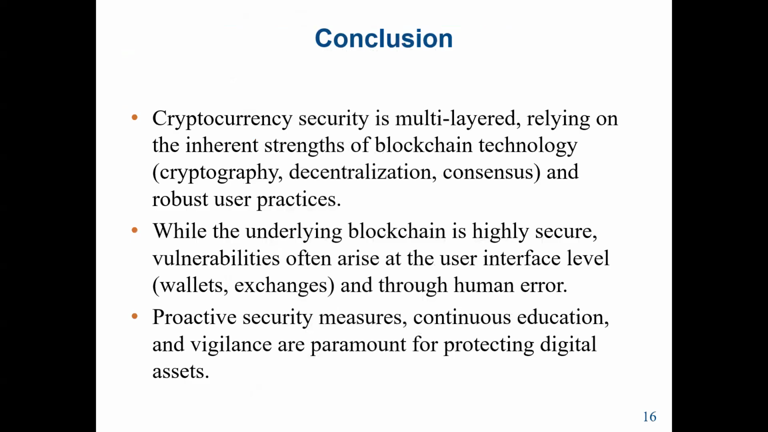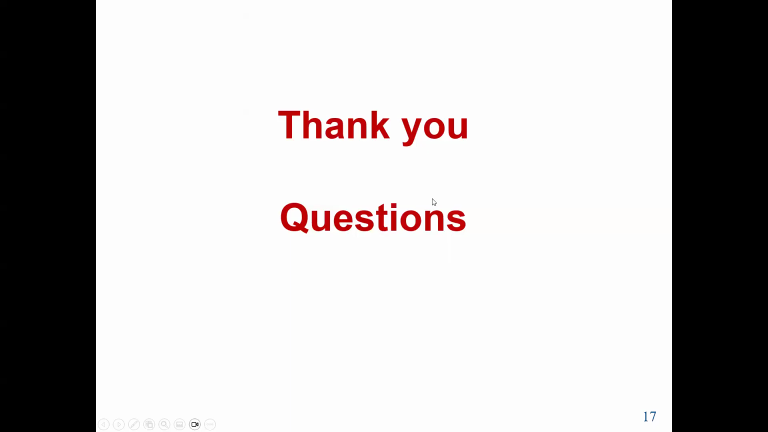So in conclusion, we can say cryptocurrency security is multi-layered, relying on the inherent strength of blockchain technology, cryptography, decentralized consensus, and robust user practices. While the underlying blockchain is highly secure, vulnerabilities often arise at the user interface level, such as wallets or exchange processes, and through human errors. I think that's very important. So proactive security measures, as we mentioned in the lectures, education, and research are an ongoing process. That will be the conclusion of this lecture, and hopefully we'll see you in the next lecture. Thank you.